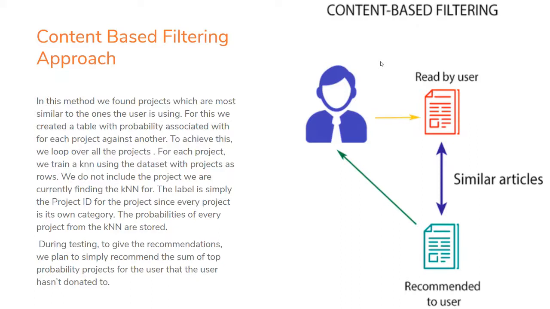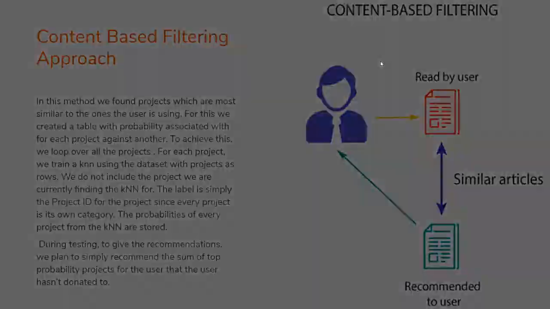For each project, we train a KNN using the dataset with projects as rows. We do not include the project we are currently finding the k-nearest neighbors for. The label is simply the project ID for the project since every project is its own category. The probabilities of every project from k-nearest neighbors are then stored. Then, during the testing to give recommendations, we plan to simply recommend the sum of the top probabilities for the projects that the user hasn't donated to.